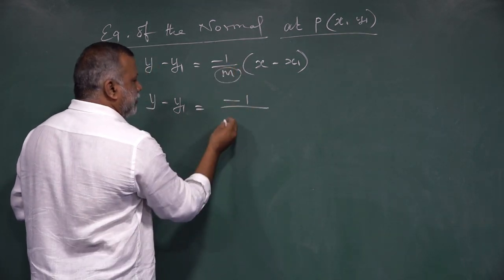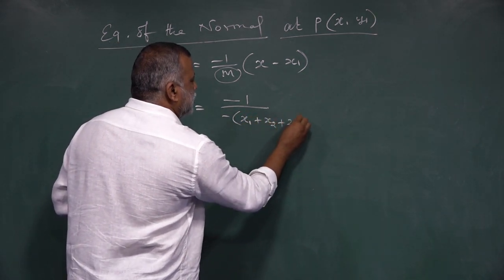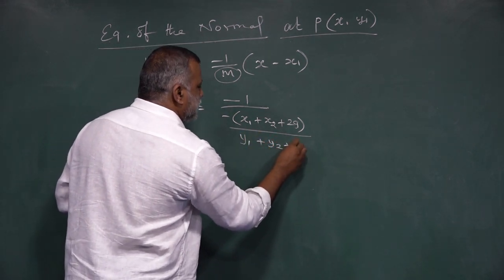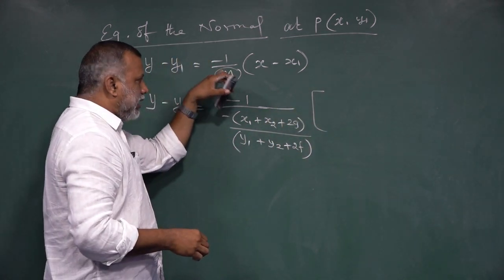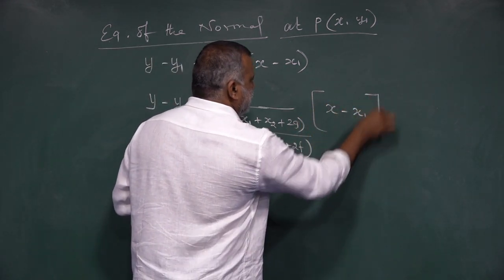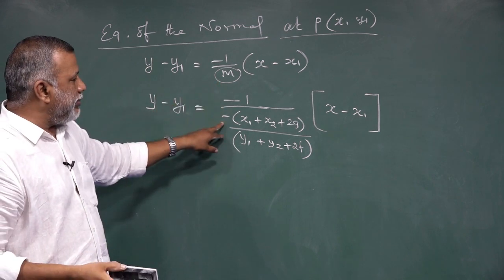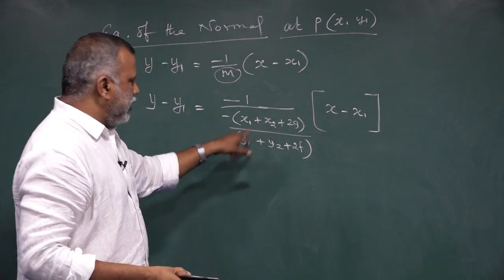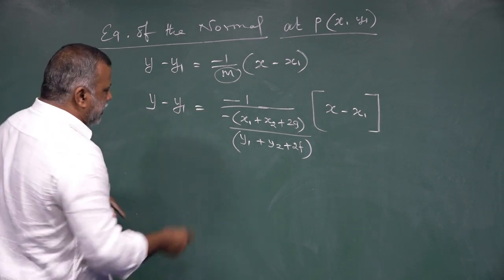The slope is nothing but minus of (x1 plus x2 plus 2g) divided by (y1 plus y2 plus 2f). This is said to be equation of the normal. In this we are substituting the slope of x minus x1. See here, this is the slope. Already we worked out slope m equal to minus of (x1 plus x2 plus 2g) divided by (y1 plus y2 plus 2f). Now we can take the reciprocal. Automatically negative will be removed.